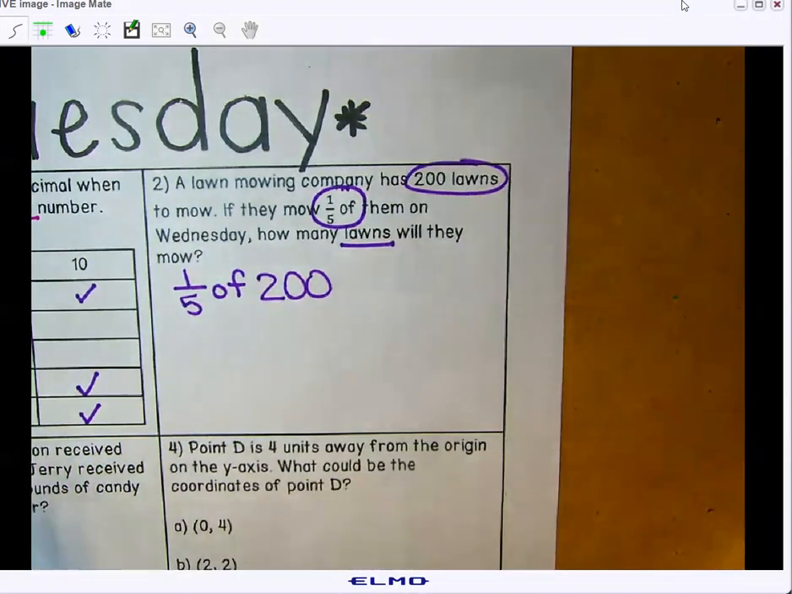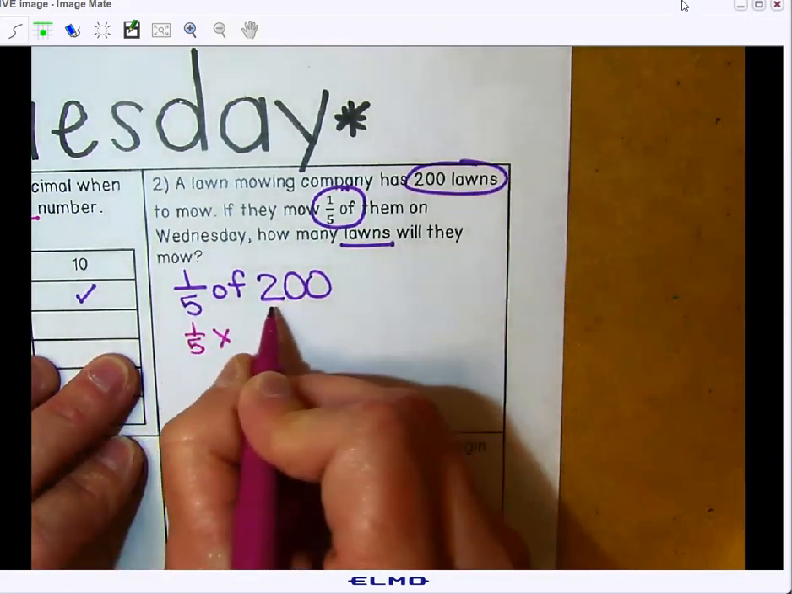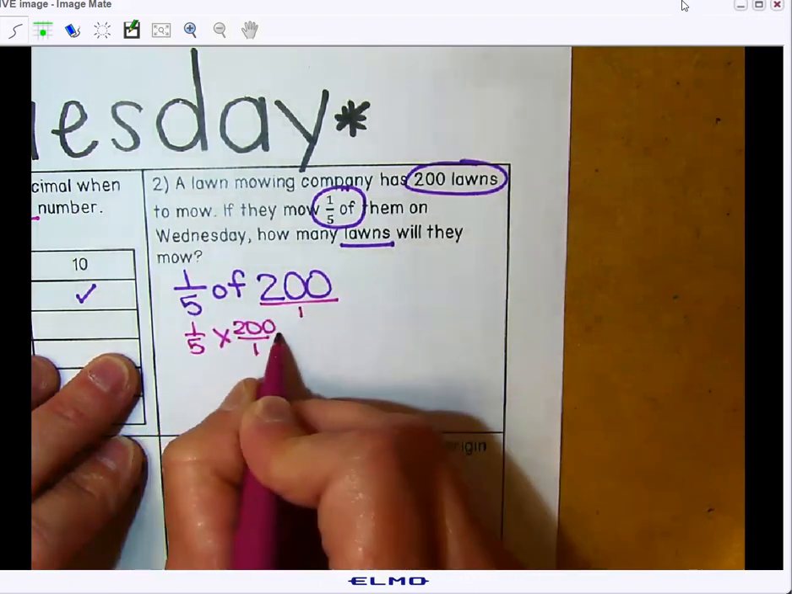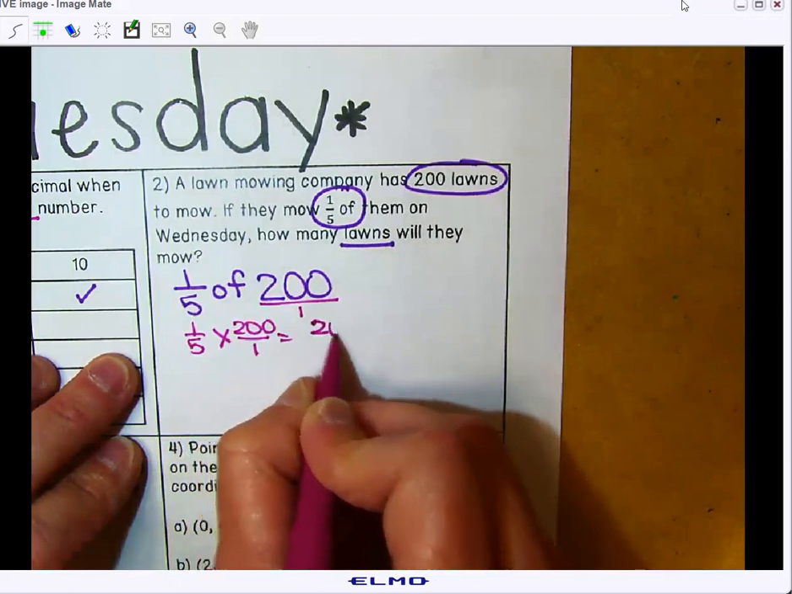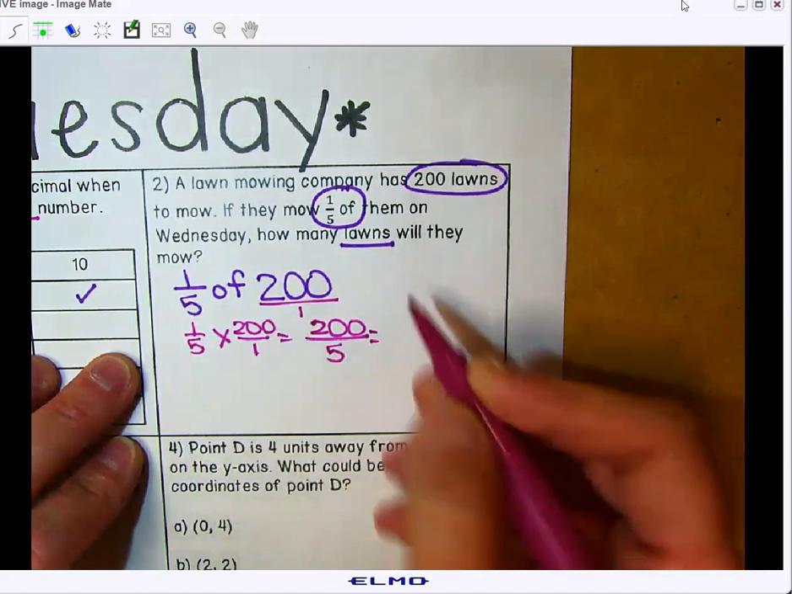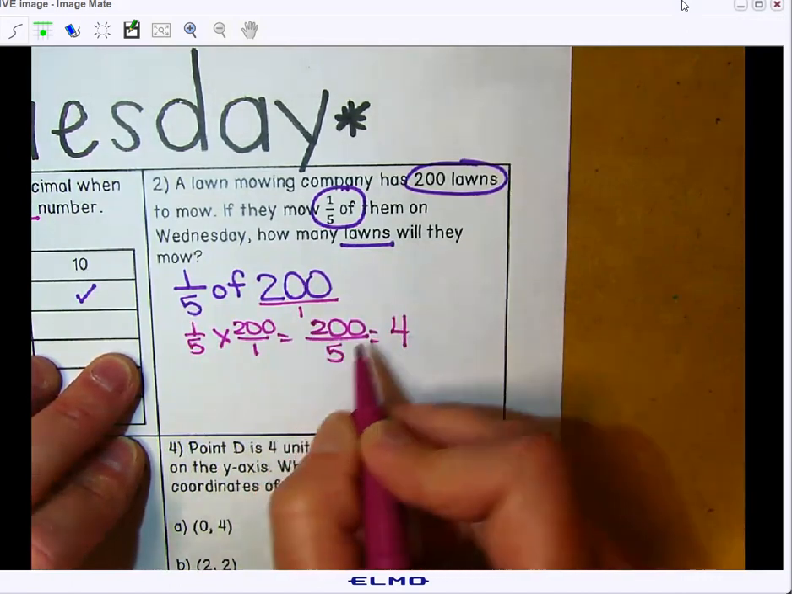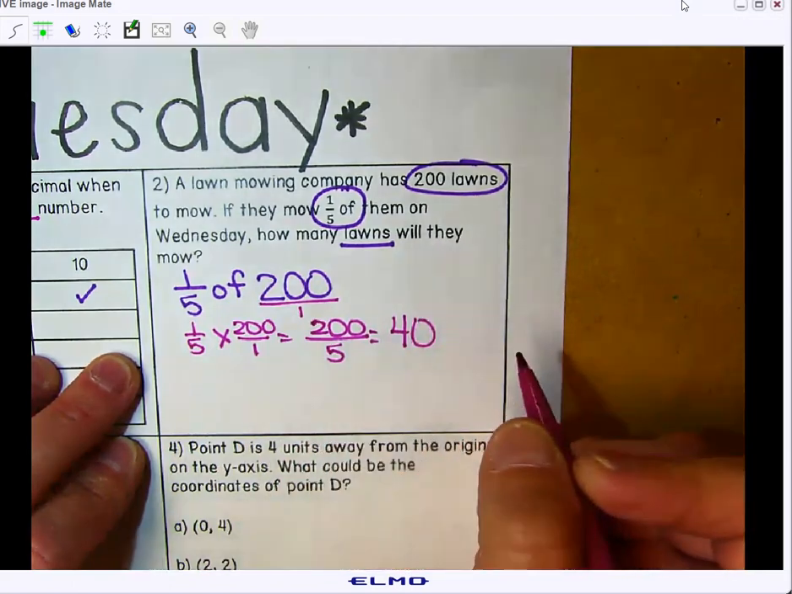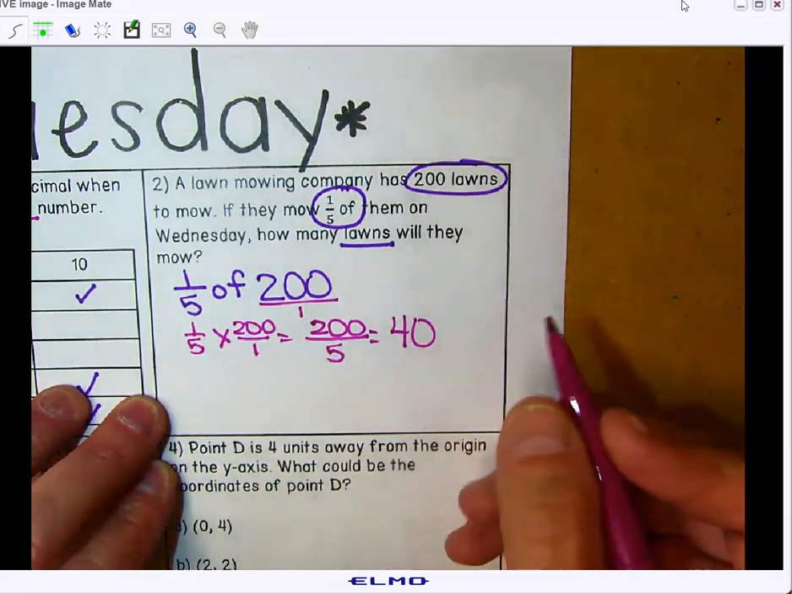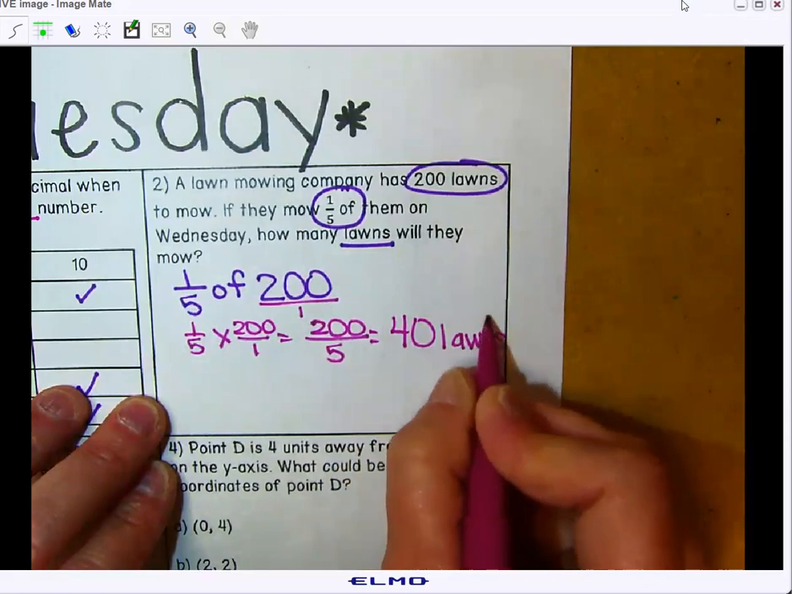So we know that this will be 1/5 times 200, and it's 200 over 1. So multiply the numerators, multiply the denominators, and then we divide. 5 can go into 20 4 times, and 5 can go into 0 0 times. So there will be 40 lawns to mow on Wednesday. That's a lot of lawns.